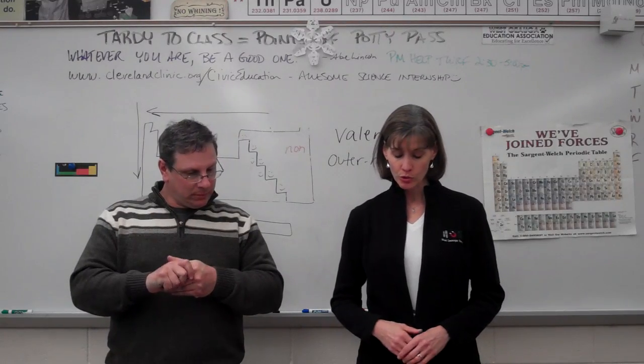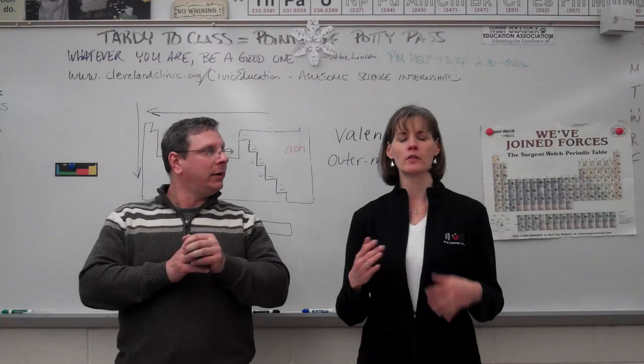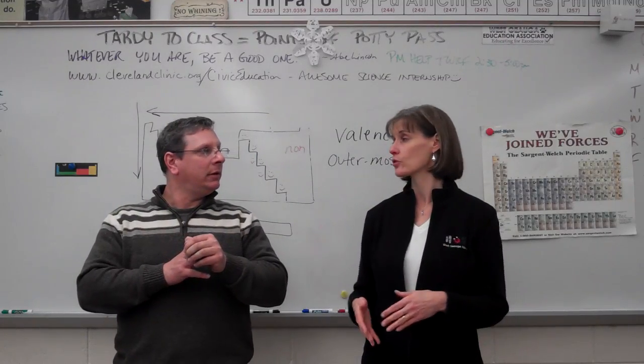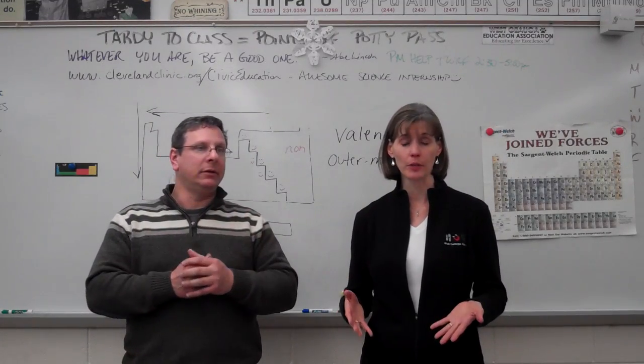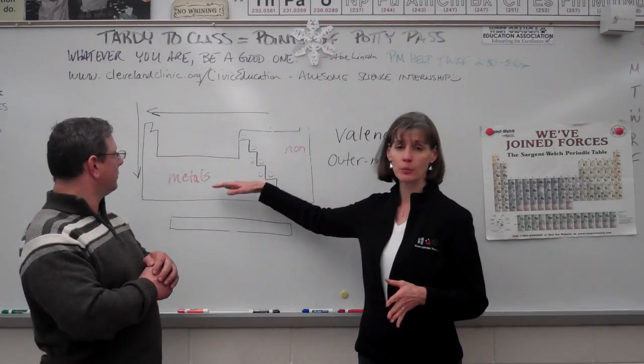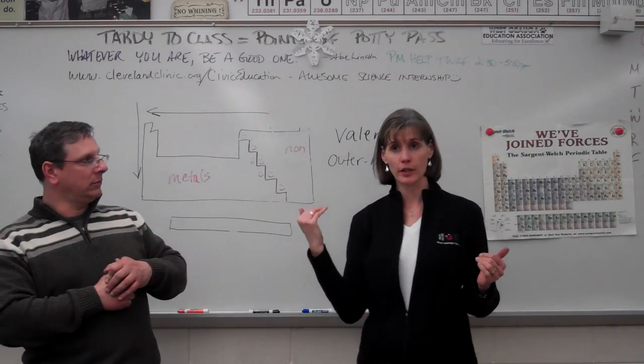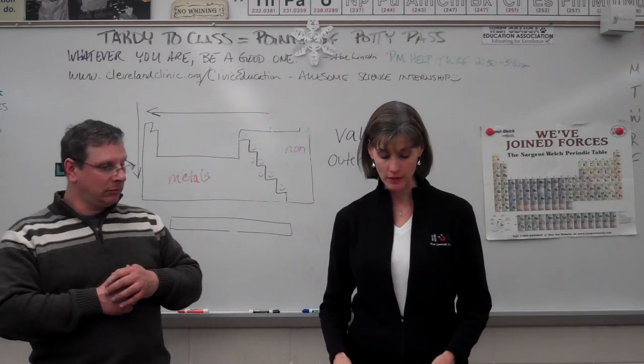Atomic size. So in 32 and 33, it's basically the same question: what's the difference between what happens in a row versus what happens in a column in a family? And we've been looking at that trend in the families. We're adding energy levels. That's going to increase the size. In a row, as you go from left to right, you're going to decrease the size.